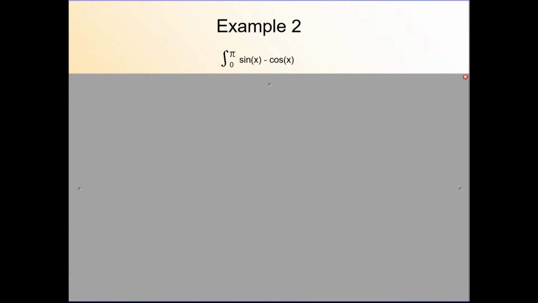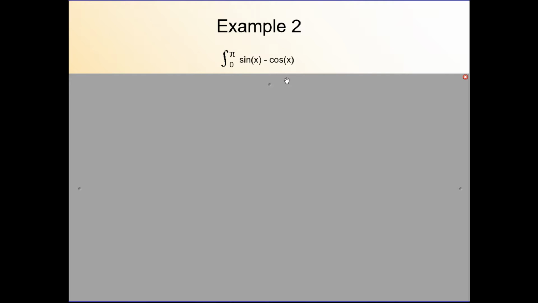Alright, so let's go on to our next example. We're going to use some trig functions this time. So we are trying to find the definite integral of the function sine of x minus cosine of x, where our upper bound is pi and our lower bound is 0. So again, let's find the antiderivative of this function.